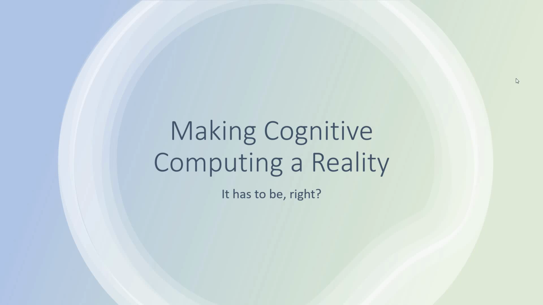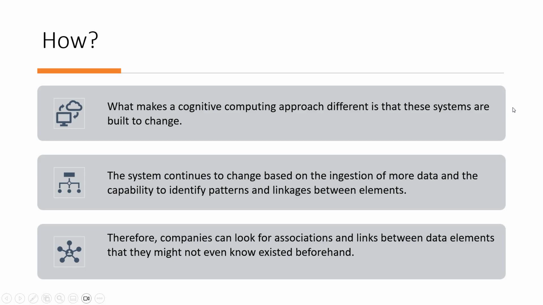Hello friends, welcome back. In this session, we will discuss how do we get cognitive computing a reality. Of course, we have to do that, right? We have discussed all the points and I think that it is a time where we need to understand how do we get cognitive computing a reality. Now we need to understand one very important aspect of it. What makes the cognitive computing approach different?